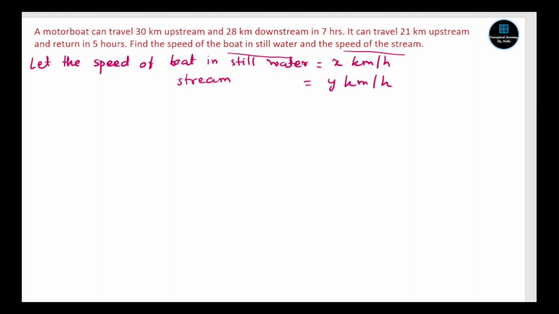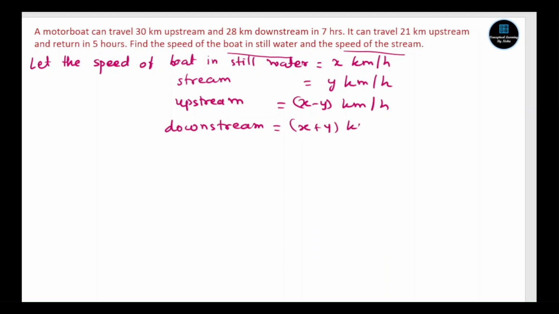Complete the statement. And now we have to write the speed of upstream and downstream. So upstream, I am not completing the statement, you please complete it on your own. So x minus y kilometer per hour. Remember, I told you upstream is less and downstream is addition. So downstream is x plus y kilometer per hour.